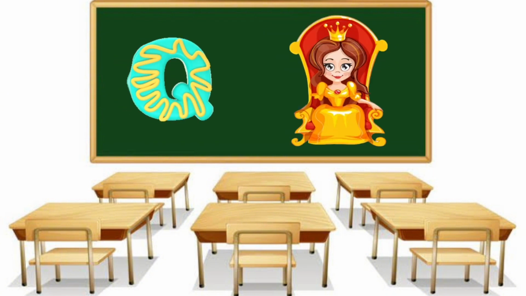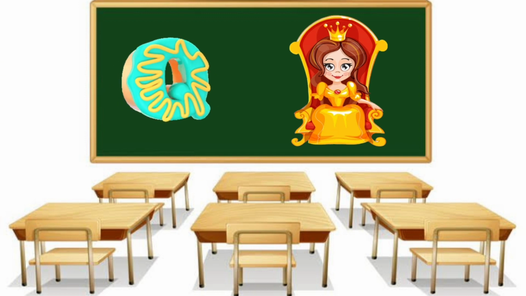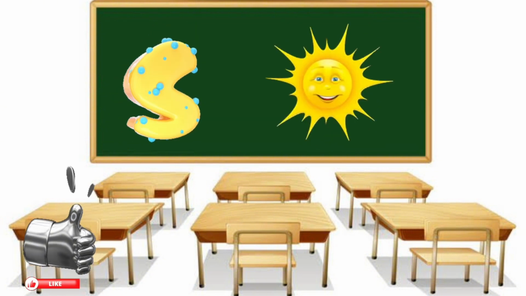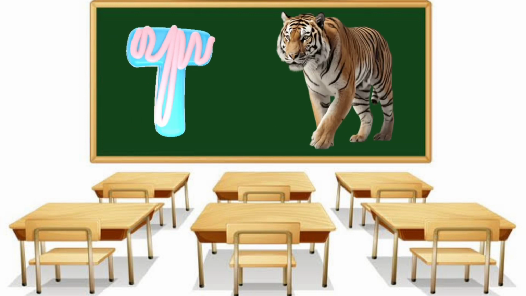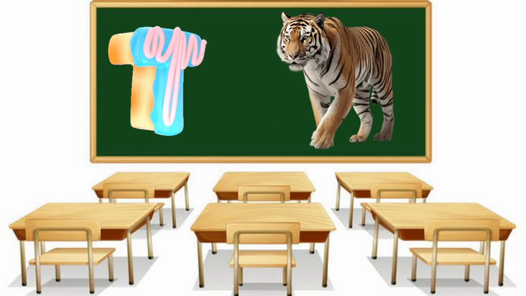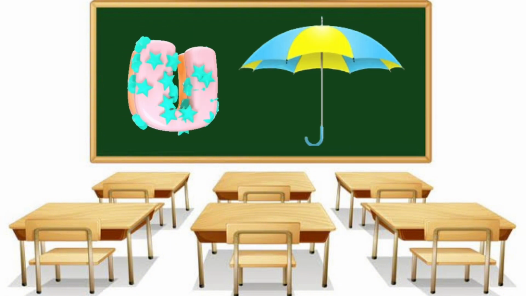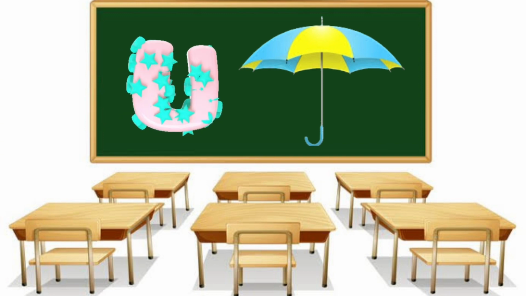Q is for queen. Queen. Rabbit. R is for rabbit. S is for sun. Sun. T is for tiger. Tiger. U is for umbrella.